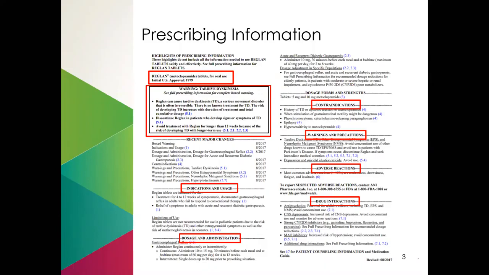One disadvantage of prescribing information is that it doesn't have any information on off-label uses, so you have to go to other sources for that. It also has basic dosing information, a summary of any absolute contraindications, important warnings and precautions, a list of the most common adverse reactions, and then a few major drug interactions on the first page.